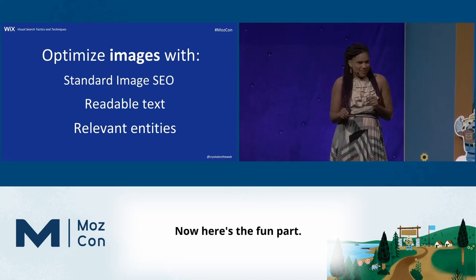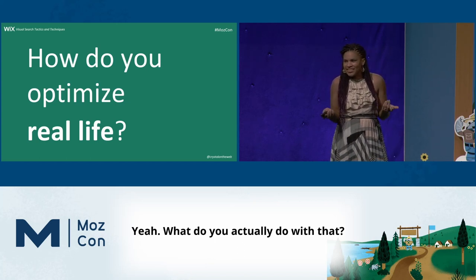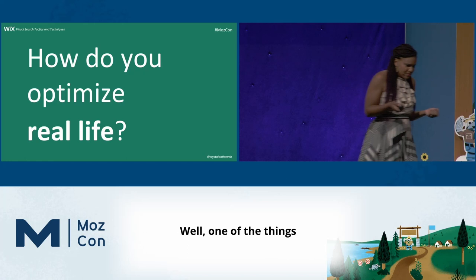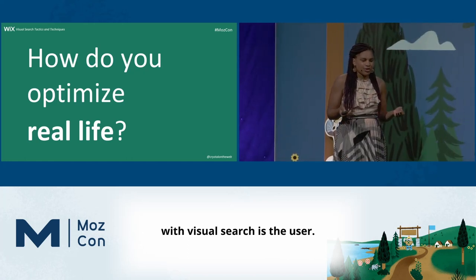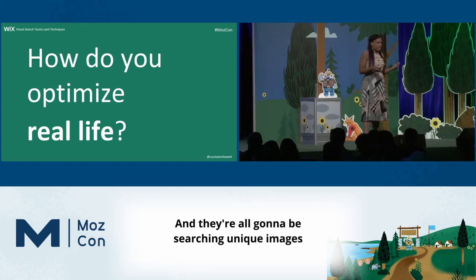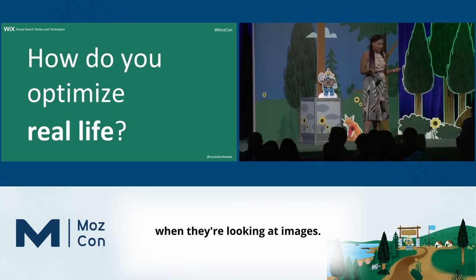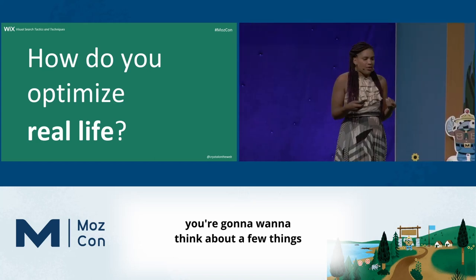Now, here's the fun part. How do you optimize real life? Yeah? What do you actually do with that? Well, one of the things that's really important to remember with visual search is the user. There's 8 billion people on our planet Earth, and they're all going to be searching with unique images. So to control this variable, you're going to want to think about a few things.